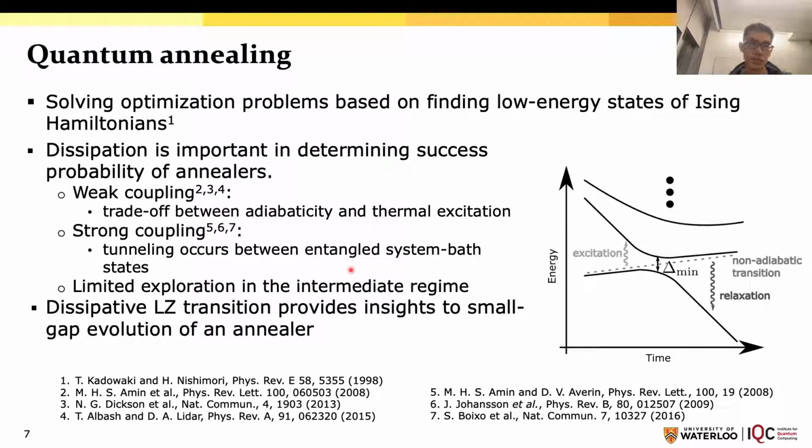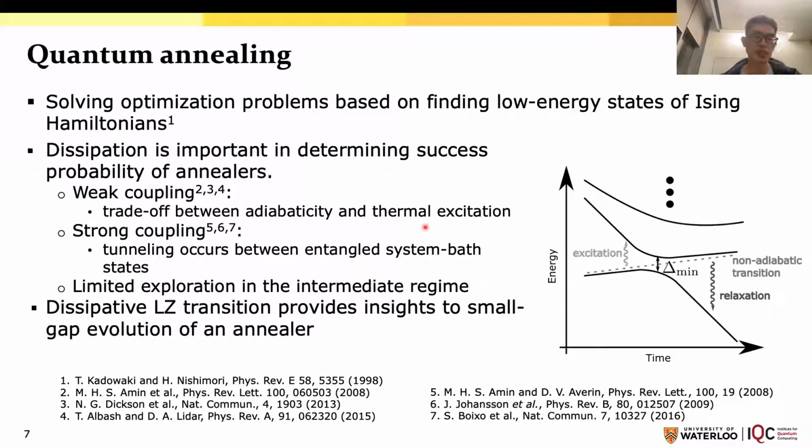So how is Landau Zener related to quantum annealing? Quantum annealing is mainly about solving optimization problems based on finding low energy states of an Ising Hamiltonian. And often dissipation is an important factor when considering the success probability of an annealer.